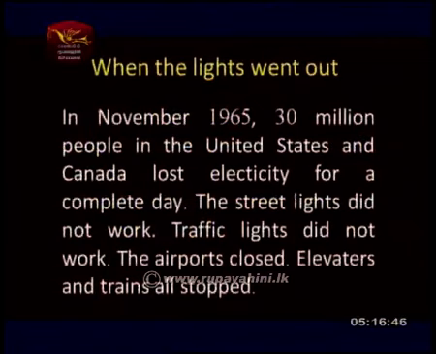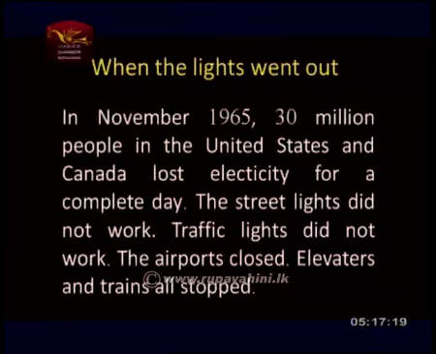When the lights went out in November 1965, 30 million people in the United States and Canada lost electricity for a complete day. The street lights did not work. Traffic lights did not work. The airports closed. Elevators and trains all stopped.